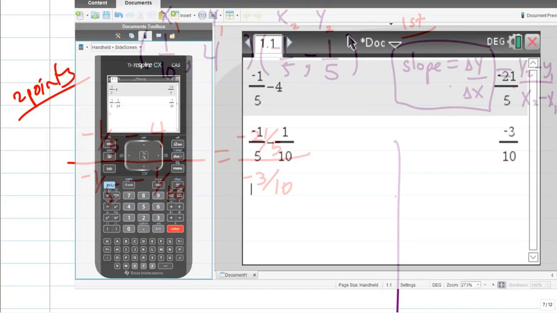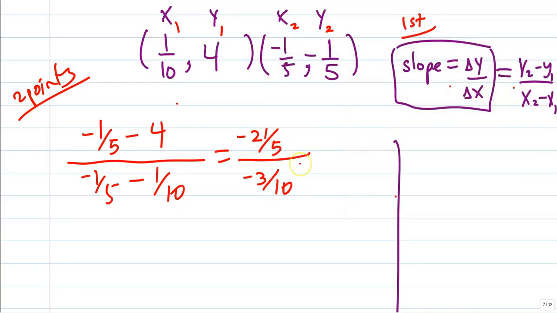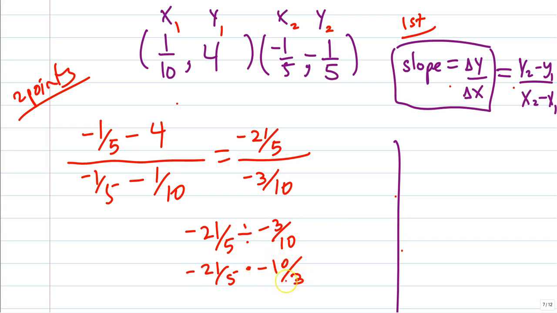Negative 3/10. Feeling pretty good about that. How do we divide a fraction? Short answer is we don't. That would be negative 21/5 divided by negative 3/10, which is the same thing as negative 21/5 times negative 10 over 3.